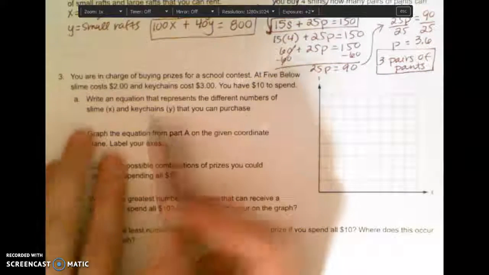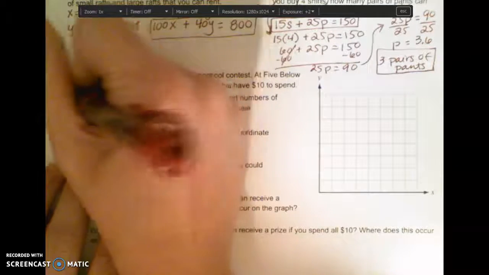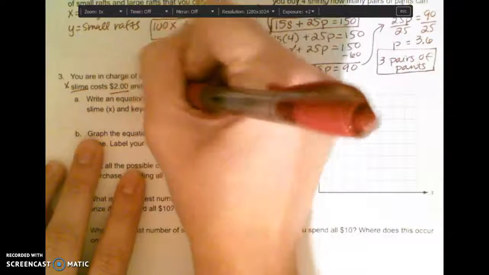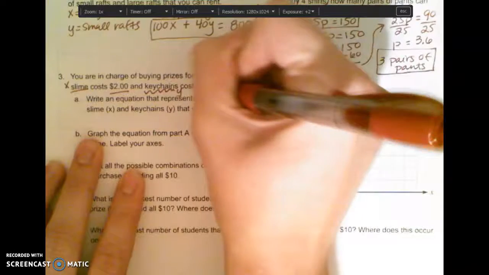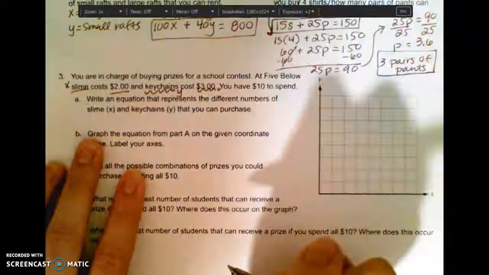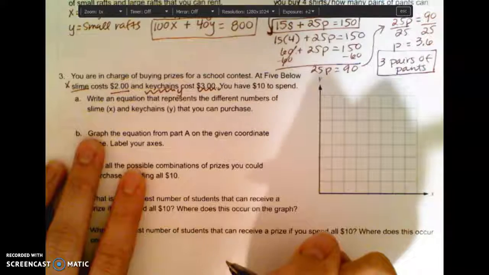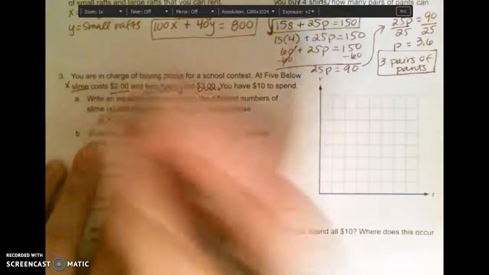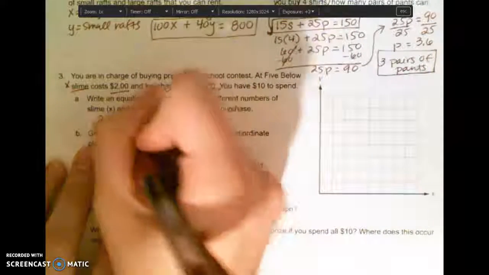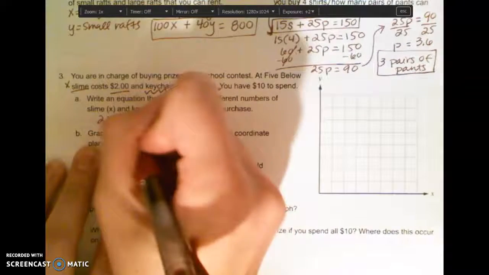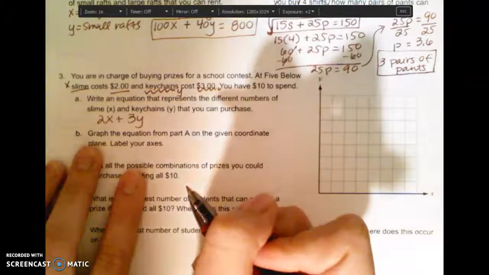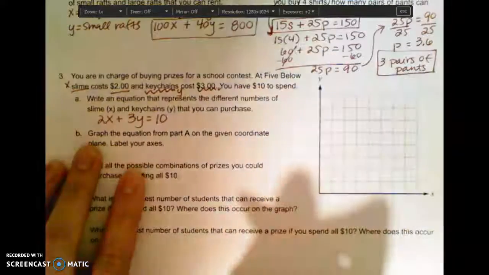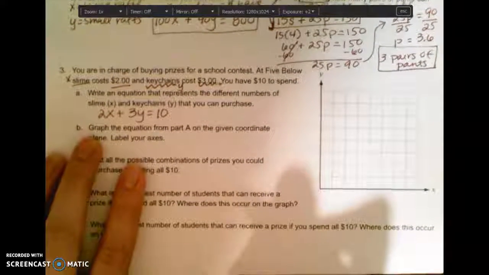So we're told what our variables are. We know that slime is x and that it costs $2. We know keychains is y, and they cost $3. And we have $10 to spend. So let's write an equation for this. We have $2 per thing of slime. We're going to add to that $3 per keychain, 3y, and our total is 10. So there is our standard form equation.